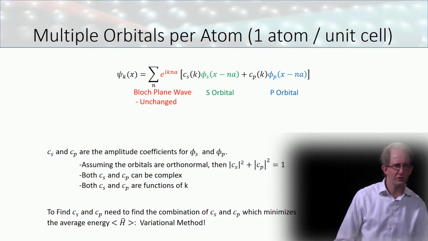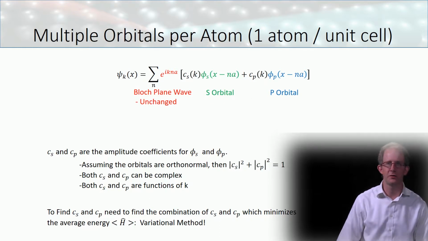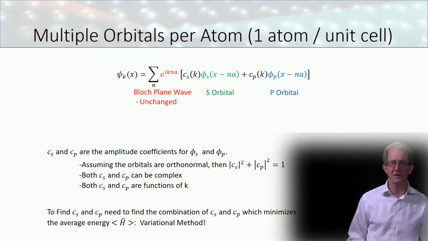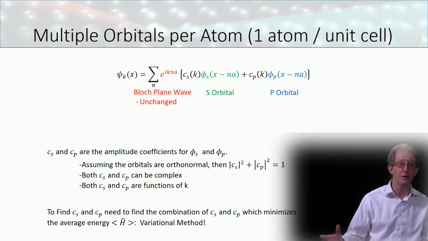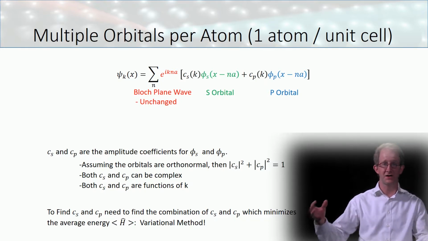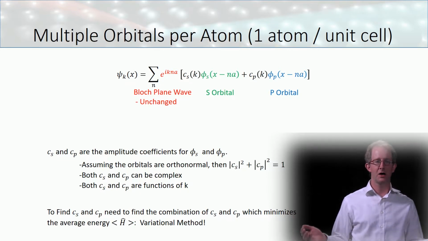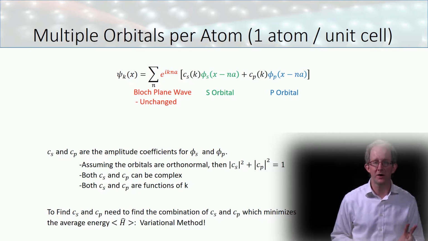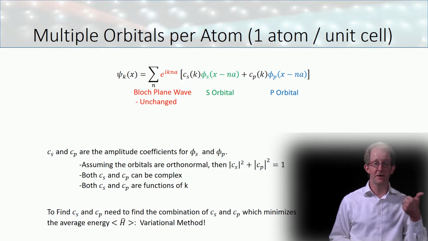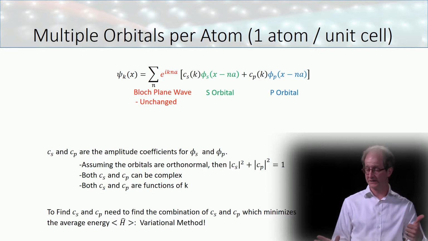If we assume that our orbitals are orthonormal, so they don't overlap with each other, we only have two of them, and we have a normalized wave function, then the magnitude of c sub s squared and the magnitude of c sub p squared have to sum up to be equal to 1, right? Our wave function has to comprise only s and p orbitals. Now, two things that we want to be aware of. One, c sub s and c sub p can both be complex. They're amplitude coefficients, so there's nothing that says they have to be real.